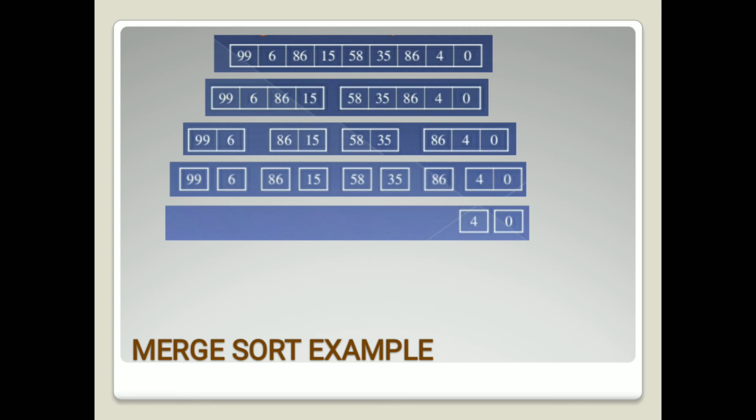Again there are more than one element in the array, so we can continue subdividing it. That is 99 will be in one array, 6 will be in another array, then 86 will be in one array, 15 will be in another array, 58 will be in one array, 35 will be in another array, and 86 will be in one array, and 4 and 0 will be in one array. Again subdivide 4 and 0. Now there is only one element in each array. So the division part is over.